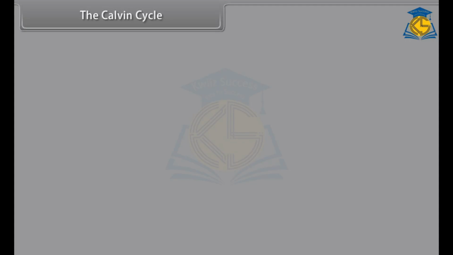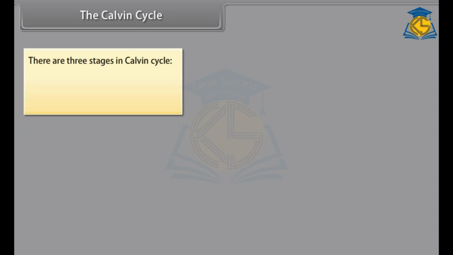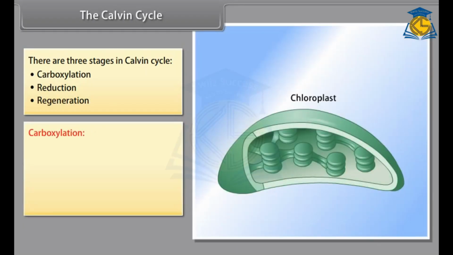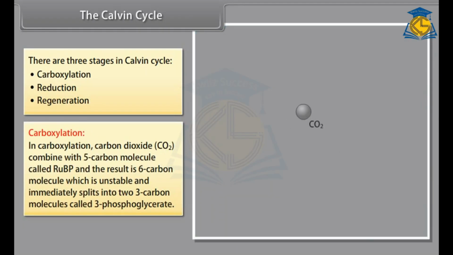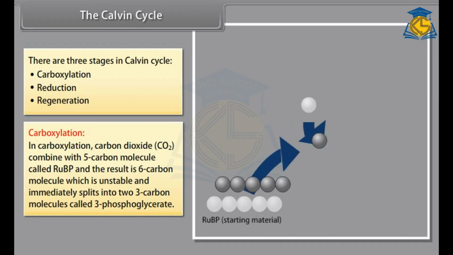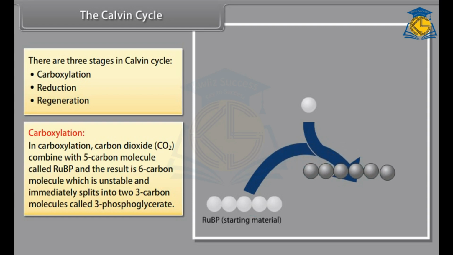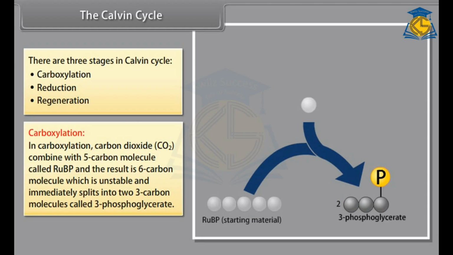The Calvin cycle. There are 3 stages in the Calvin cycle. They are carboxylation, reduction, and regeneration. Carboxylation: carbon dioxide, CO2, combines with the 5-carbon molecule called RuBP, and the result is a 6-carbon molecule, which is unstable and immediately splits into two 3-carbon molecules called 3-phosphoglycerate.